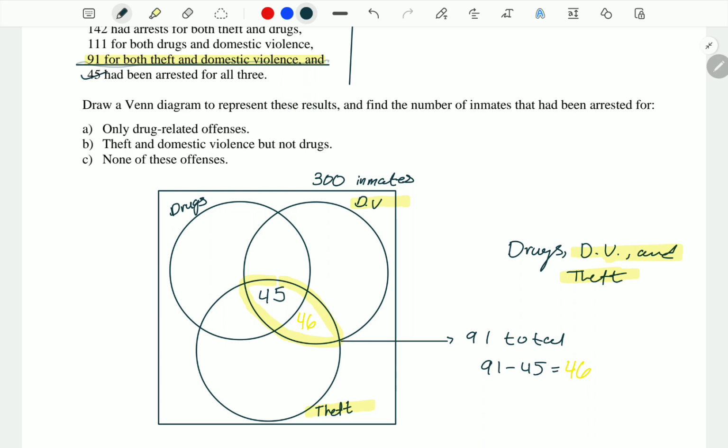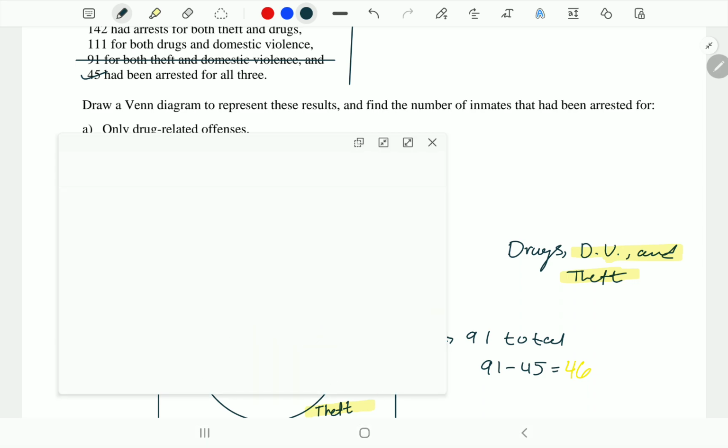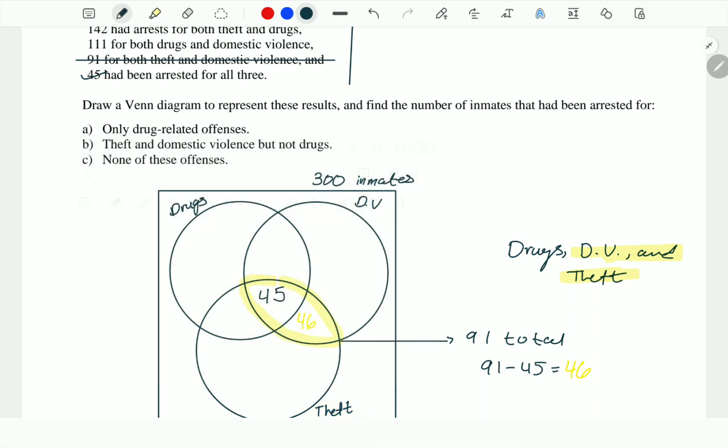Let's continue. Before I move on, we can now answer question B. How many have been arrested for theft and domestic violence but not drugs? And that is 46. As you can see, 46 have been arrested for domestic violence and theft, but not drugs. 46 inmates.